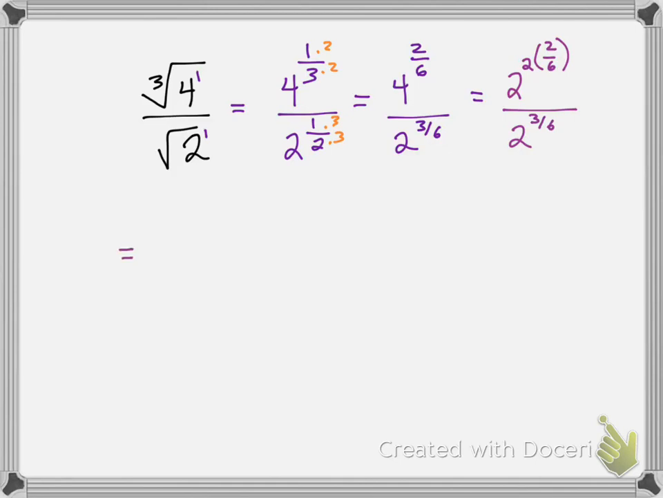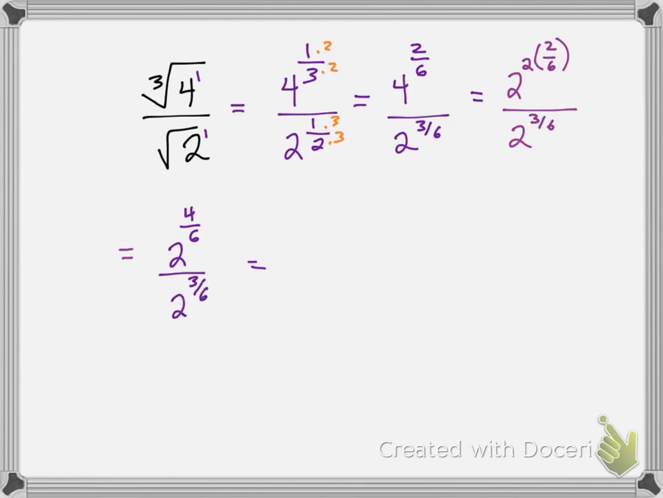So I'm going to rewrite the numerator. I know in order to combine the exponents here, that's the power raised to a power rule, so you multiply. So if I multiply 2 and 2/6, I would get 4/6.